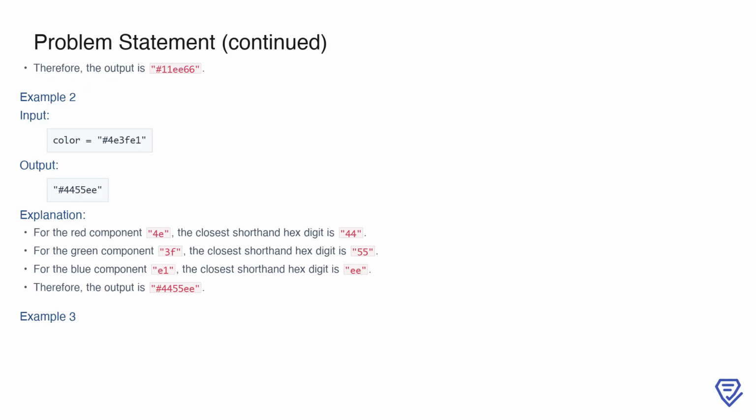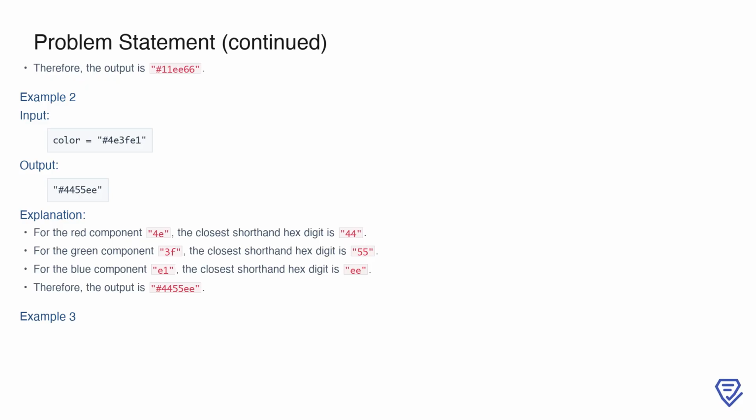In the next example, with input color equals #4E3FE1, the goal remains the same: find the closest shorthand representation for each color component. For the red component 4E, the shorthand 44 is closest. For the green component 3F, the shorthand 55 is closest. Finally, for the blue component E1, the shorthand EE is closest. Combining these results gives the output #4455EE. This illustrates how the squared difference calculation is applied to each component, ensuring the final shorthand code is the most accurate match.